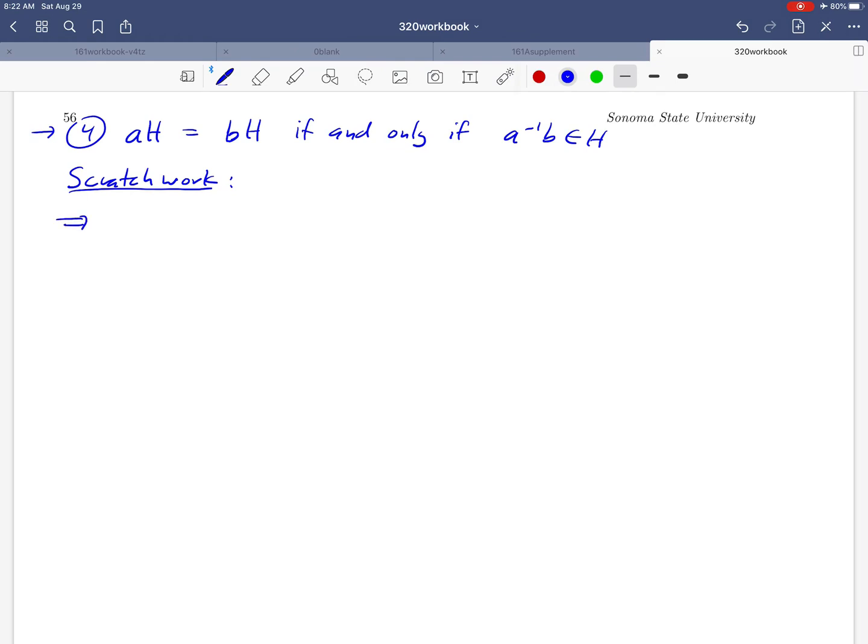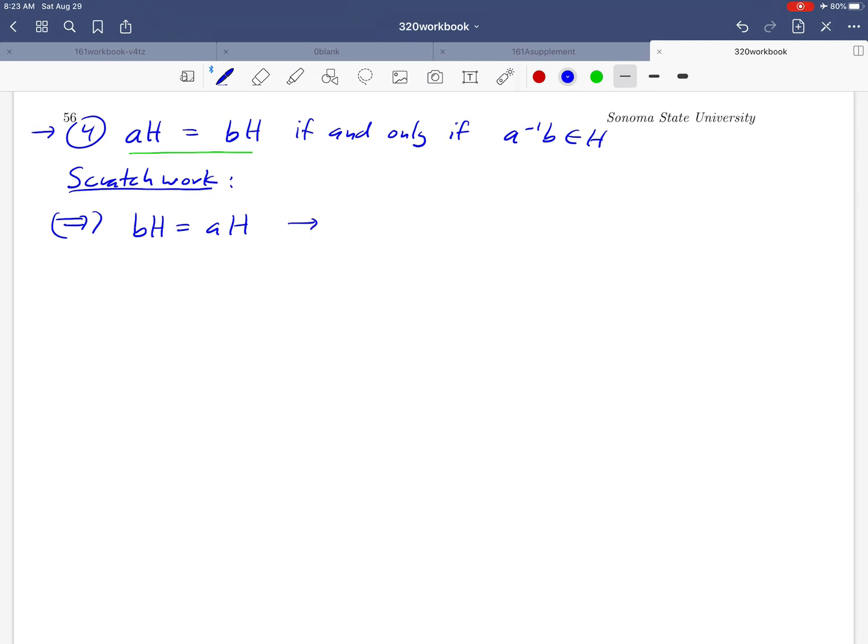In the forward direction, we'd be starting with the assumption that AH equals BH and trying to get to the statement that A inverse B is in H. So I'm going to start with AH and BH being equal. I've reversed the order on you, but it doesn't really matter. We can write that equality in either order. Think about what this statement is saying. It's telling us that these two cosets are identical to each other, so anything that lives in one of the cosets has to live in the other one.